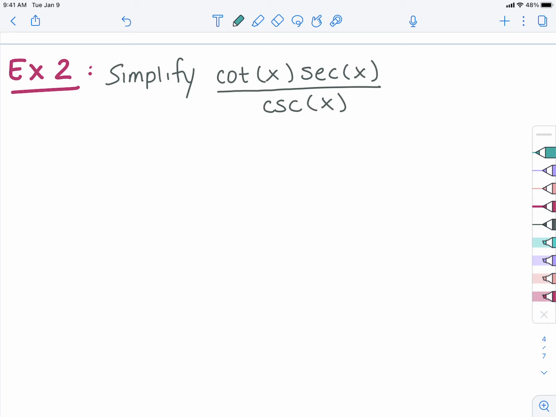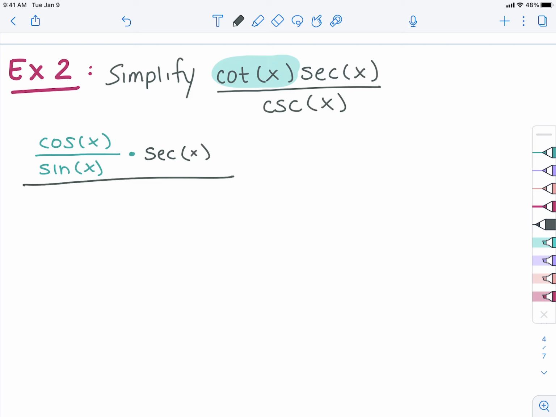The cotangent, right? So cotangent, I could rewrite it as 1 over tangent. That's 100% true, but it's not going to help me, right? I don't want tangents. I want sines and cosines. So I can take this cotangent, and I can rewrite cotangent to be cosine over sine. So instead of cotangent, now I'm going to have cosine of x over sine of x times, I still have my secant of x all over my cosecant of x.